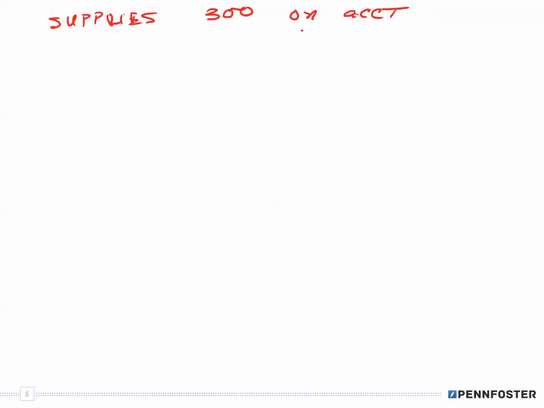Okay, on account means on credit. So if a transaction occurs where I'm buying supplies for $300 on account, what's the first question I'm going to ask myself? Does this affect cash? And the answer to that is no. Okay, so if it's not affecting cash, then I'm going to ask myself the second question.